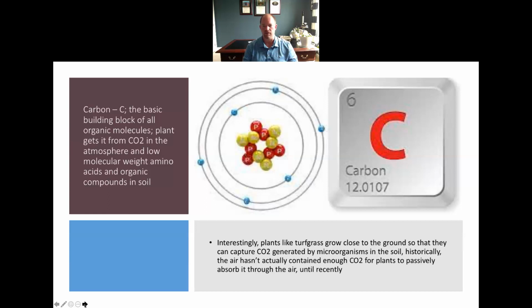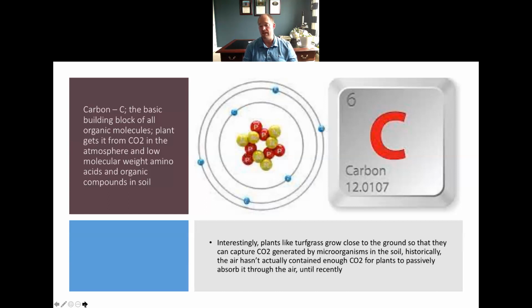So, historically, the air hasn't actually always contained enough CO2 for plants to passively absorb it through the air. So, when we talk about rising CO2 levels in the atmosphere and things like that, that's a relatively unique phenomenon. We don't always see that. If you look at the Earth's geologic record, we haven't always had periods where we have CO2 levels this high.